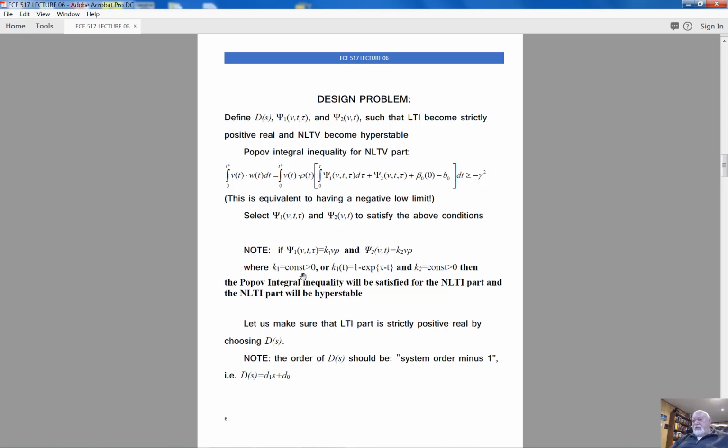Now, this k1 could be a positive constant. There is another suggestion to make k1 one minus exponential, but k2 must be constant. K2 could even be 0 in some cases, okay? It should be greater than 0, but it could be 0. The Popov integral inequality will be satisfied with this choice of psi1 and psi2. And if I make this choice, the nonlinear time-varying part will be hyperstable.